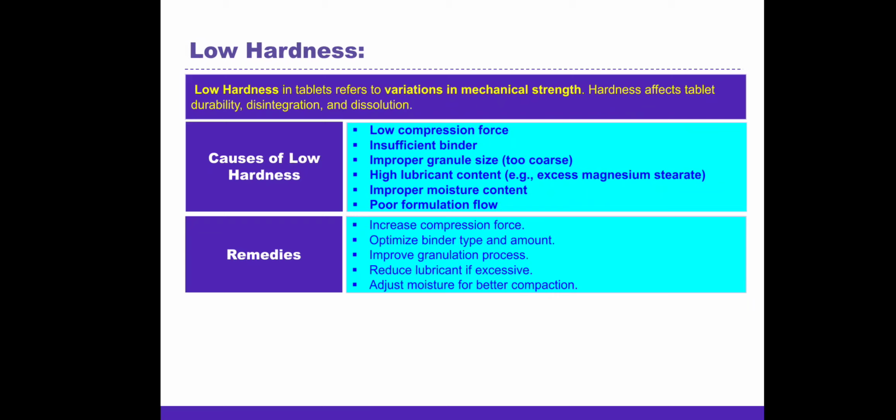Improper moisture content. Suppose the formulation is showing a property of low hardness, then we have to keep more moisture in the formulation, but it should be within limit, so that we can avoid a low hardness problem. Then poor formulation flow. If the flow of granules is poor, in that case low hardness problem will come.